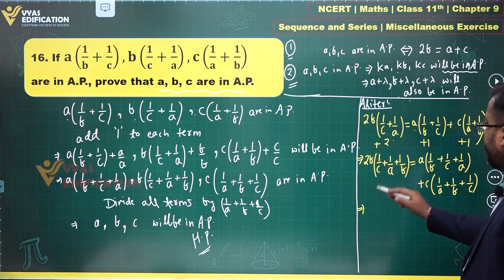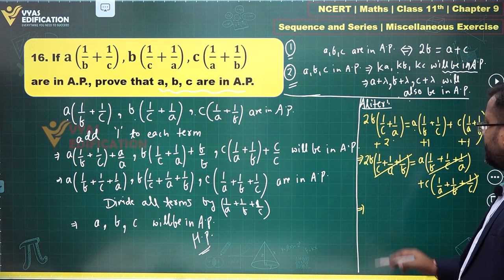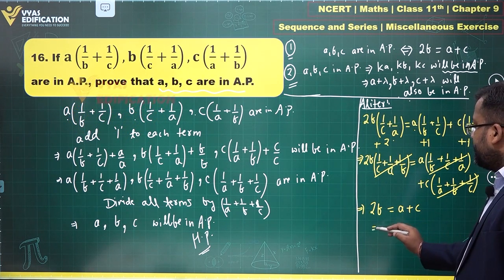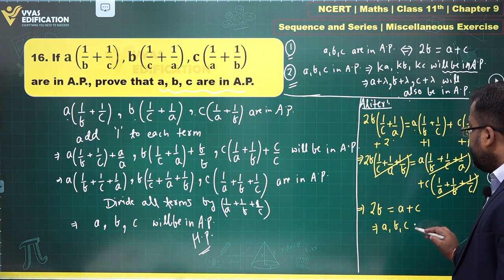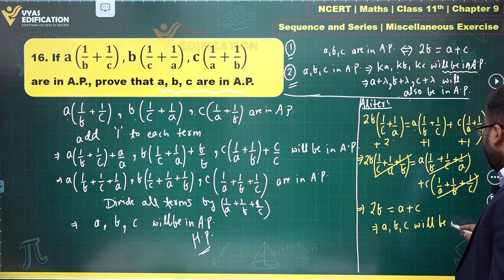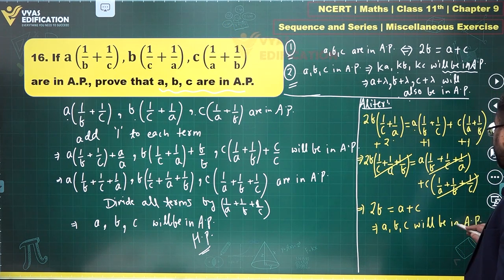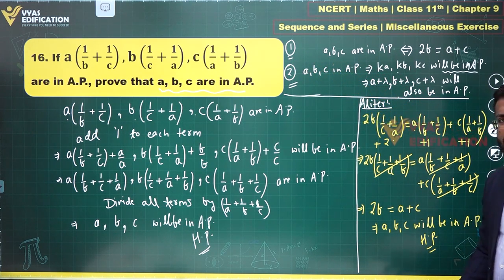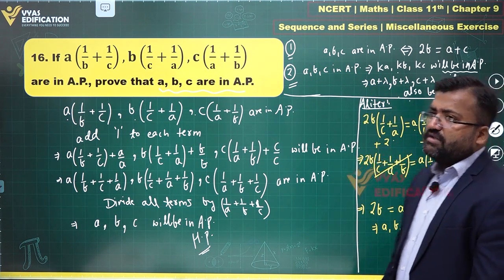And now I can cancel this factor. This is the same factor, so that implies 2B is equal to A plus C, which implies A, B, C will be in AP. Hence, proved. Is that a complete proof? Yes, that's a complete proof of this particular question, as you can see over here.